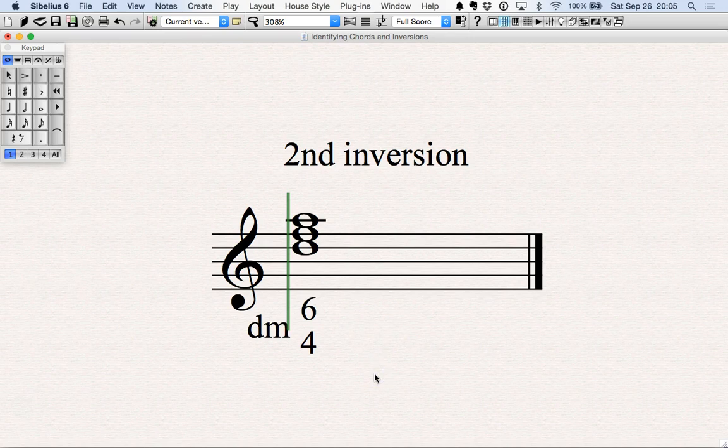Hopefully that was helpful. And hopefully that'll eliminate the number of errors that can potentially happen whenever you are identifying triads, sevenths, and their inversions.